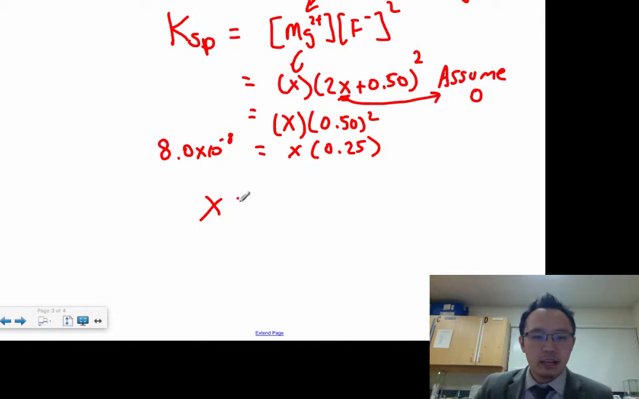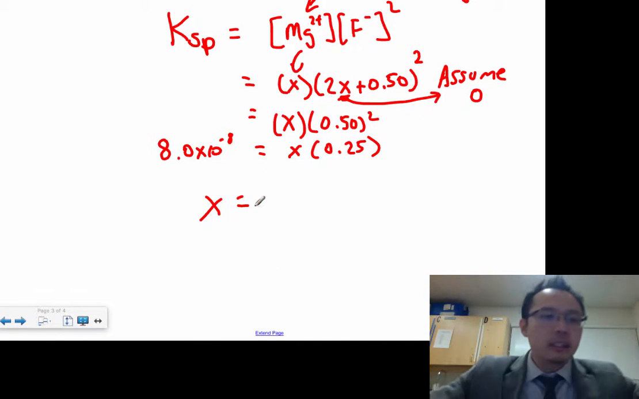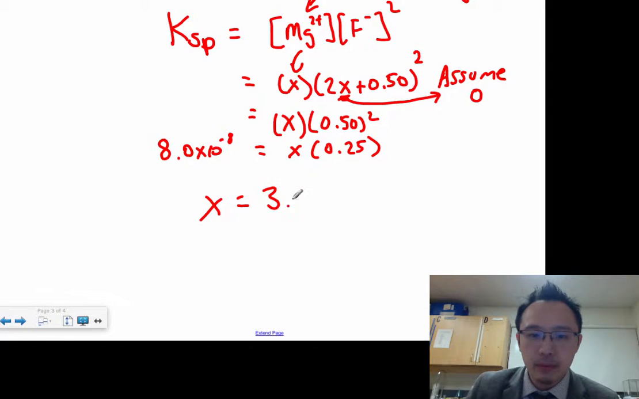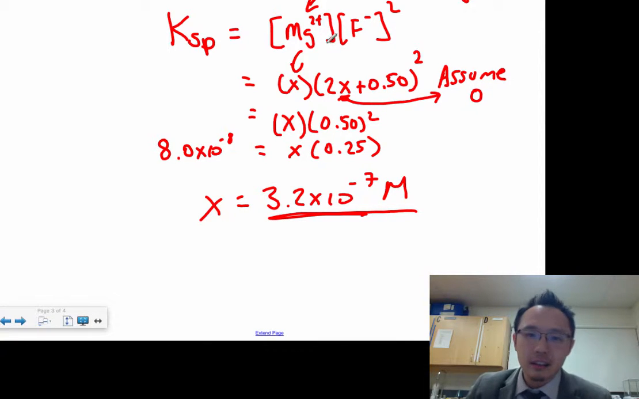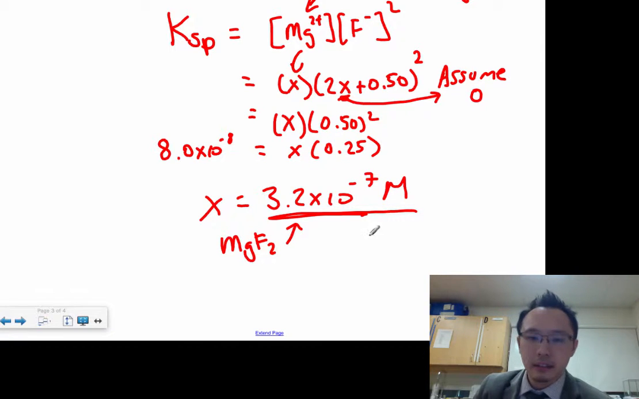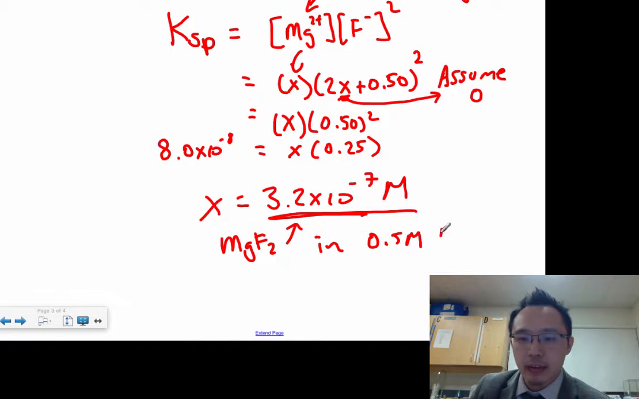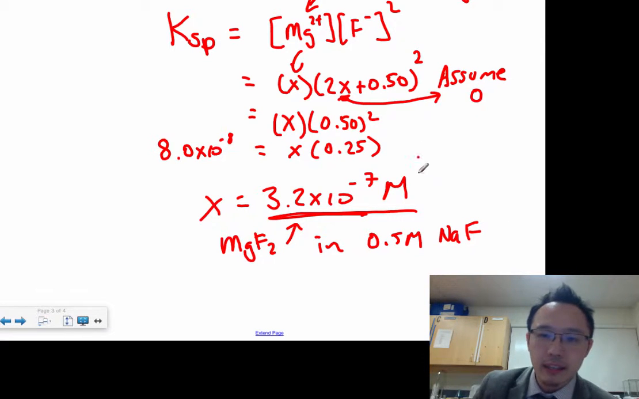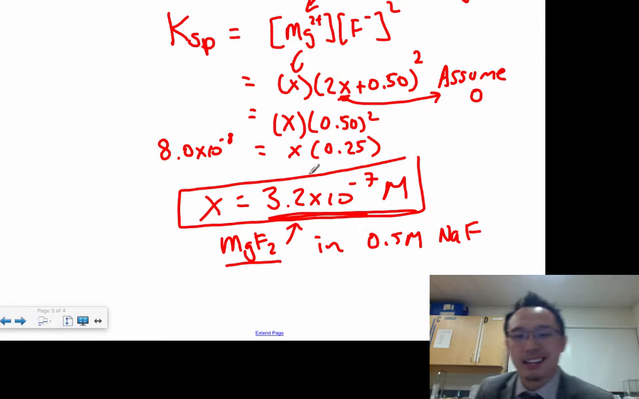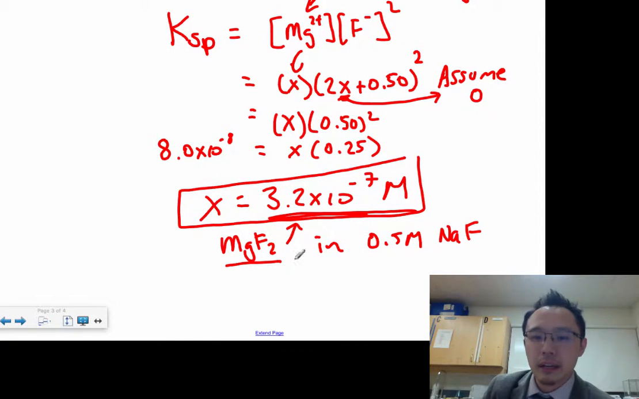Then solve for X. Where's my calculator? It totally disappeared. So let's see, 8 times 10 to the negative 8 divided by 0.25. You would get 3.2 times 10 to the negative 7 molar. So this is the concentration of magnesium fluoride in the 0.5 molar NaF solution. If you look at Le Chatelier's principle, it does make sense, because you're adding more fluoride in.